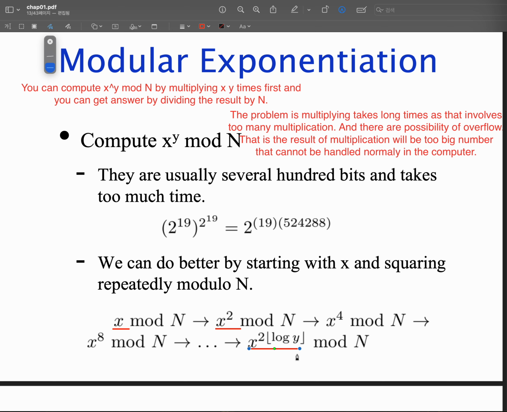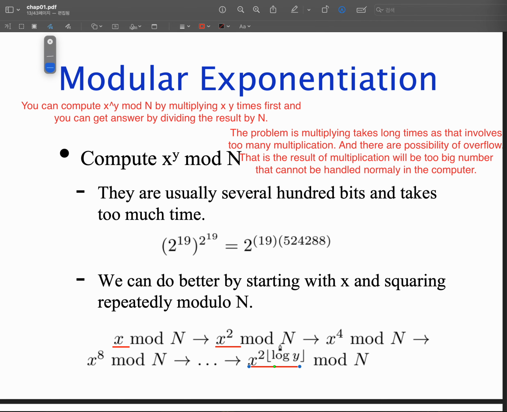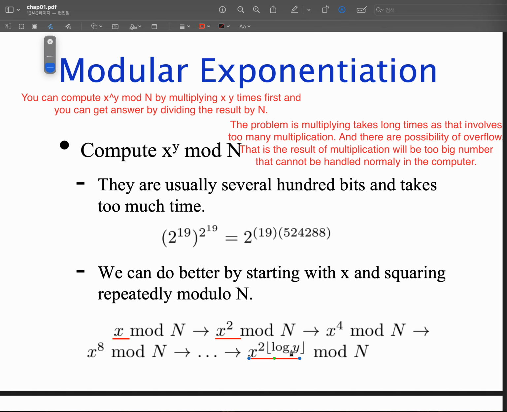In this case, the total multiplication operation will be log y times, when y is this number. Also, because you apply the modular operator every time you multiply, the resulting value will always be less than n in size. So you can solve the problem by using this method.